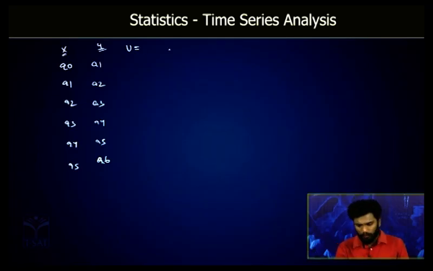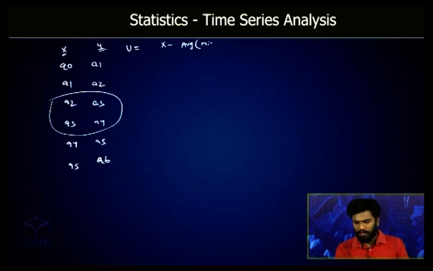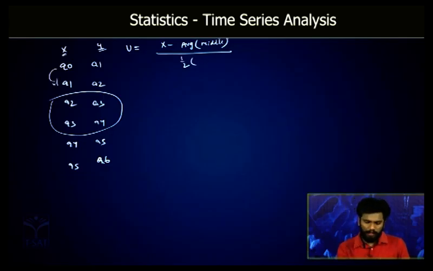Here u is equal to x minus the average of the middle two numbers, that is 92 and 93, average of middle numbers, divided by half into the length of the class interval, that is 1 year here. In this case it is 1 year, 1990 to 1991, 91 to 92. The length of class interval is only 1 year, so it is half into 1. Like this we will change the x value to u value.